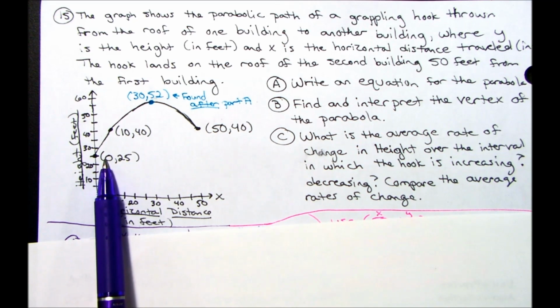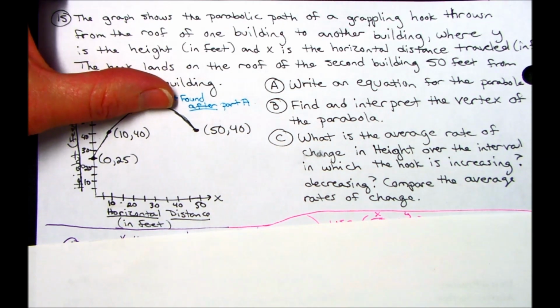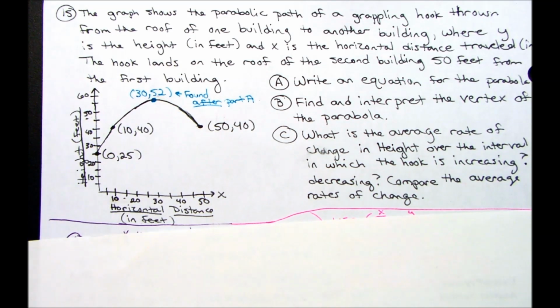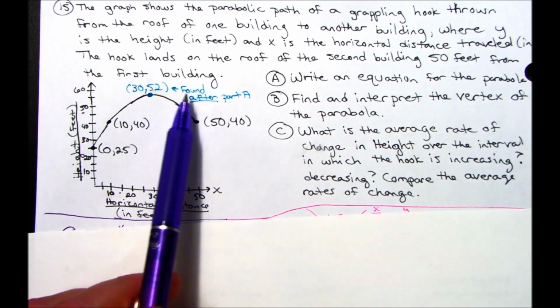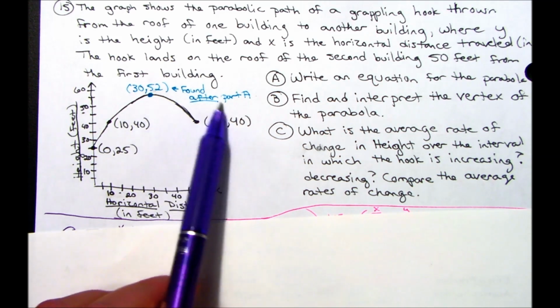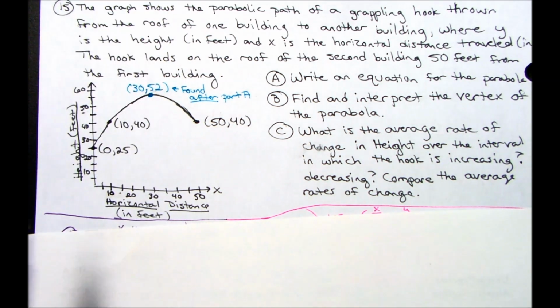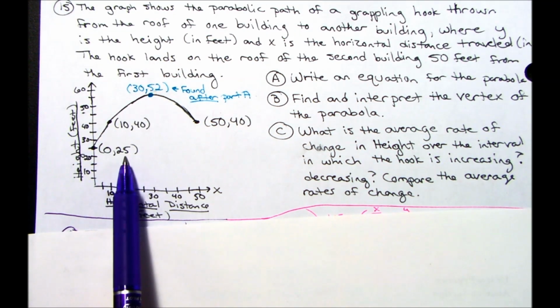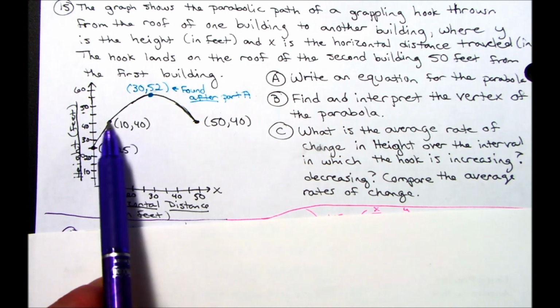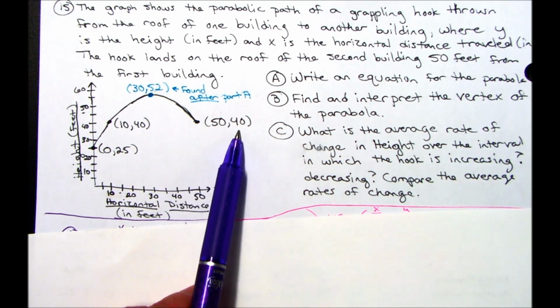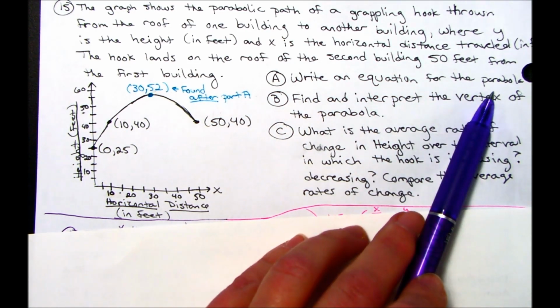So in this problem, you are not going to be given the vertex right away. You're going to have to actually find that using your equation. That's why I made a note here that we didn't find this until after part A. So for right now, pretend that you don't see what the vertex is. The only information that you know is this point, 0, 25, this point has coordinates 10, 40, and this point has coordinates 50, 40. And we're going to write an equation for the parabola.